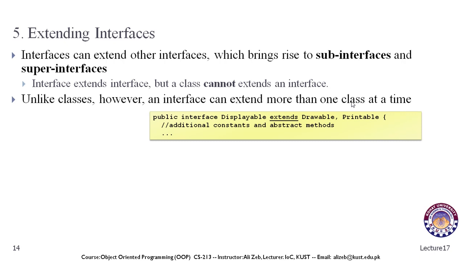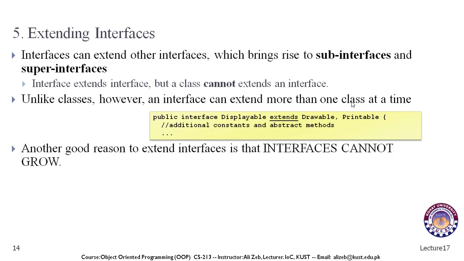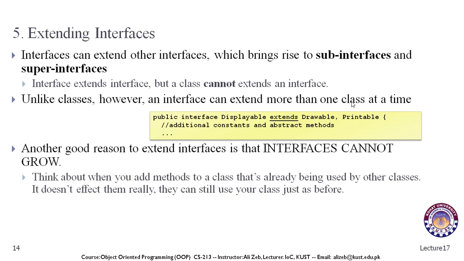Additional constants and abstract methods may be included over here, but when you extend other interfaces, then all of the methods and the constants of those interfaces are extended into this interface. Another good reason to extend interfaces is that interfaces cannot grow. And as we discussed this problem earlier as well, think about when you add methods to a class that is already being used by other classes. It doesn't affect them really. They can still use your class just as before.